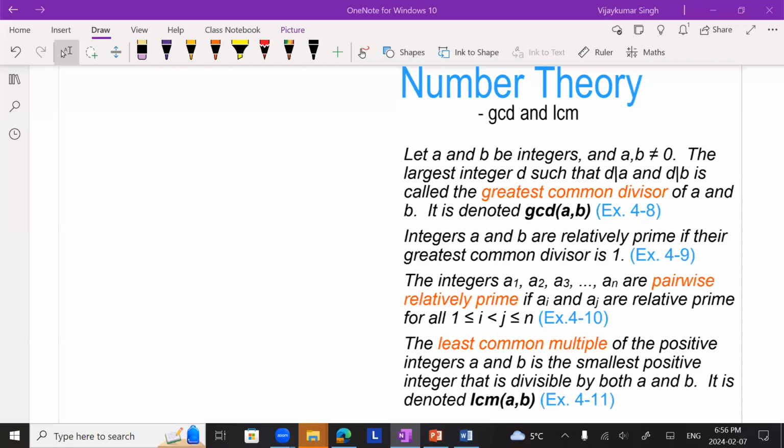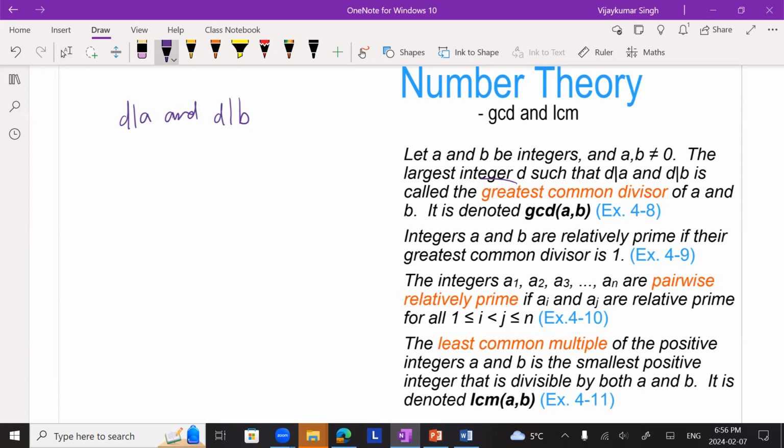All right. Next concept we want to talk about is the concept of GCD and LCM. The full form for GCD is greatest common divisor. What is the meaning of the greatest common divisor? You start with integers A and B which are not zero. Then the largest integer D, such that D divides A and D divides B, is called the greatest common divisor of A and B. So this is a definition of greatest common divisor.